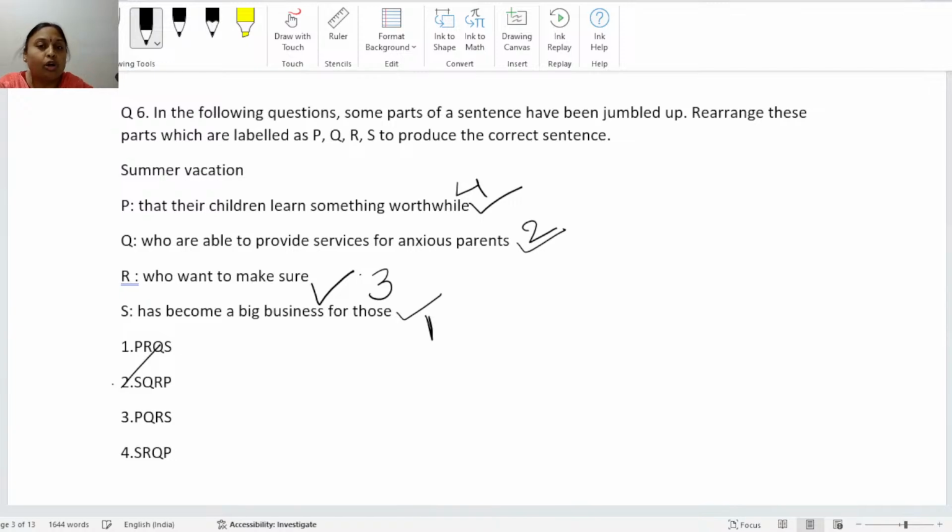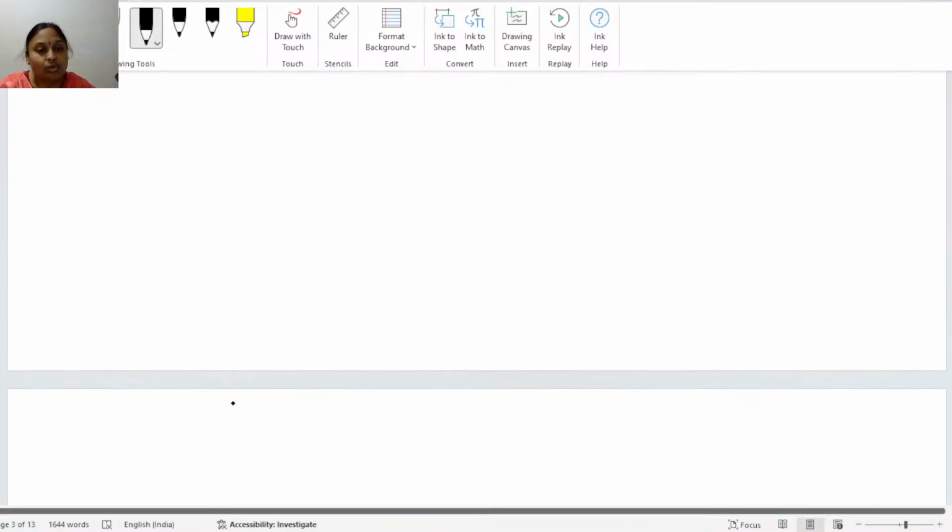So by joining all these things, earlier, first of all, it became the big business. So parents can't take care of the children. So that's why it became the business to relieve the pain of the parents. And who will give the assurance regarding the growth of the children? So accordingly we can say that S, Q, R, P are the correct order of the sentences. So now let us go for the next question.